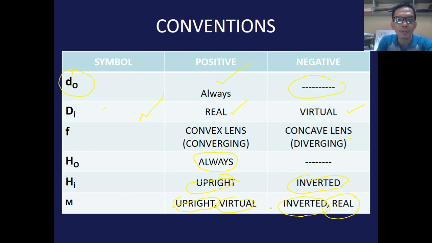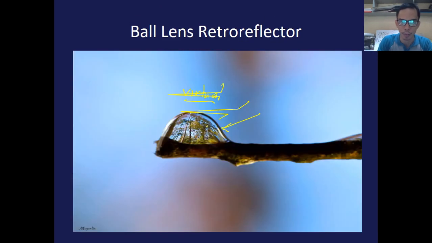A positive focal length is a convex lens or converging lens. We are correct. Alright, next one.